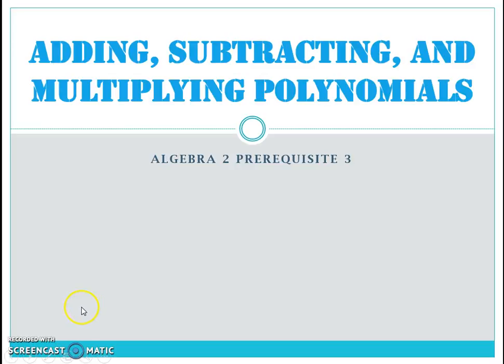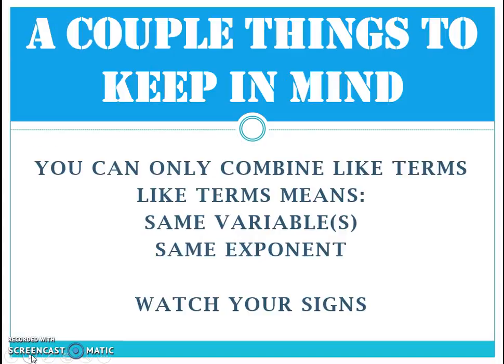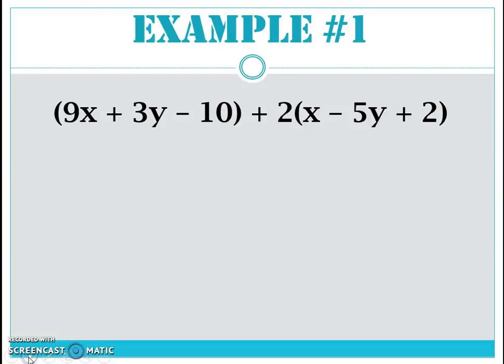Today we're going to be adding, subtracting, and multiplying polynomials. This is the Algebra 2 prerequisite number 3. Here are some things to keep in mind. You can only combine like terms. Like terms means same variable, which is the letter, and same exponent, the small number. The other thing you need to remember is to watch your signs.